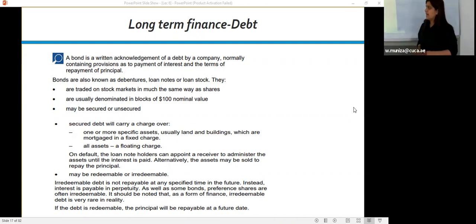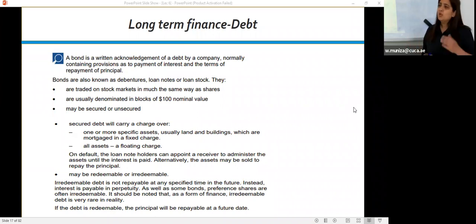In the other case, it can be over all assets, especially the current assets. This security is being given and the charge is going to be floating then. One after another, the current assets are going to be sold and the charge will become the floating one. On default, the loan note holders can appoint a receiver to administer the assets until the interest is paid.